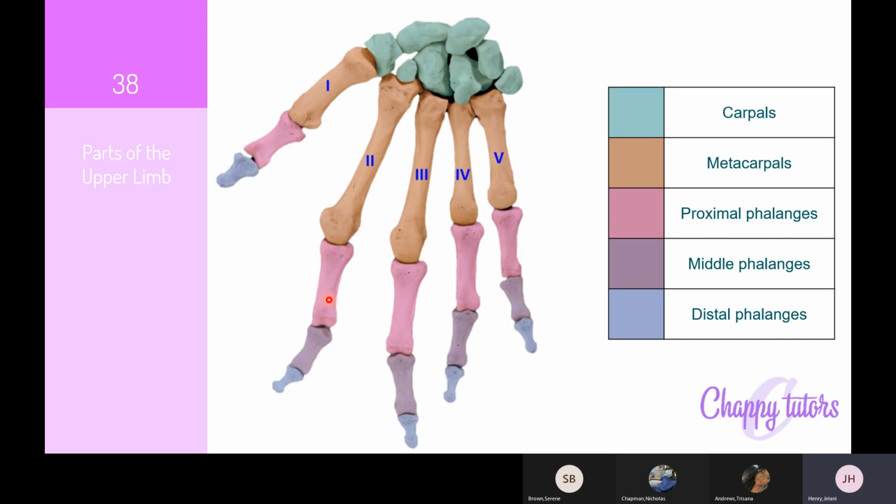The thumb, so while the digits, your fingers, sorry, have 3 phalanges, the thumb only has 2, a proximal one and a distal one. There's no middle phalanges like the rest of the fingers, right? Like the fingers, sorry.